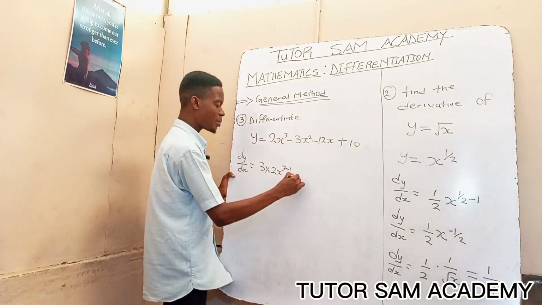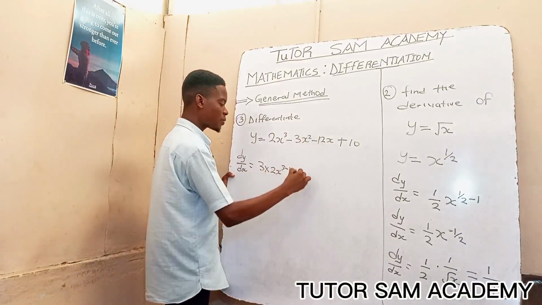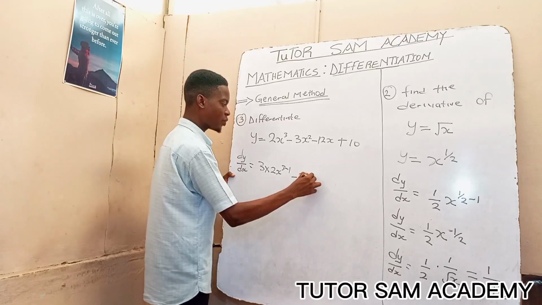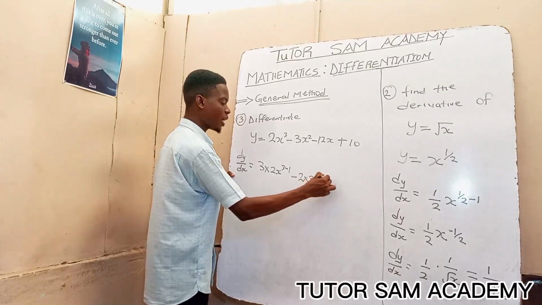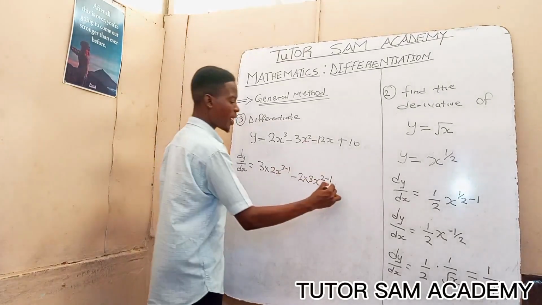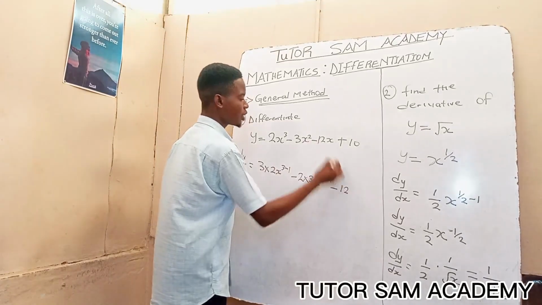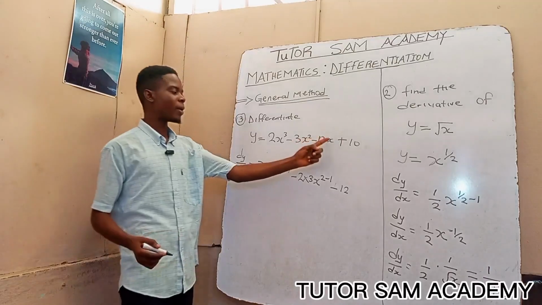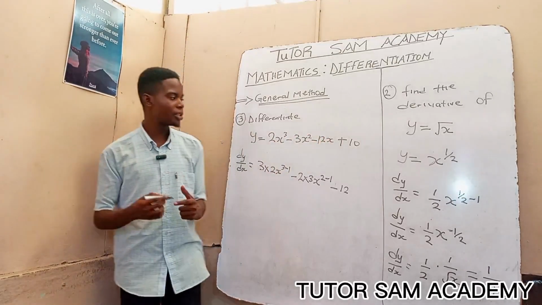You come to this point. This is minus 3x squared. When you bring this power down, it will be 2 multiplied by 3x raised to the power of 2 minus 1. This is minus 12. This is x raised to the power of 1. So if you bring this power down, just know that, let me establish this.